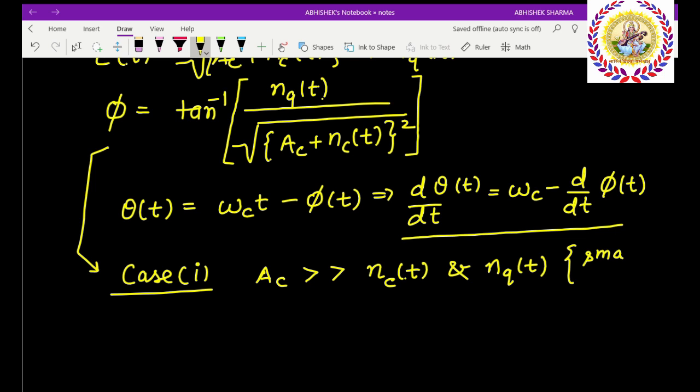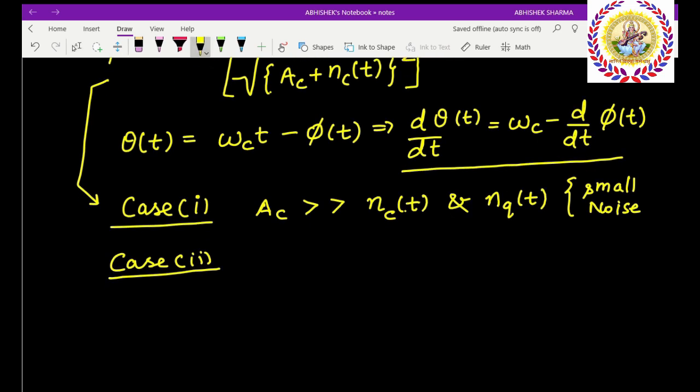And there will be again case 2, where noise is dominating over message. That means AC is much less than NCT and NQT. This case is considered a large noise case.